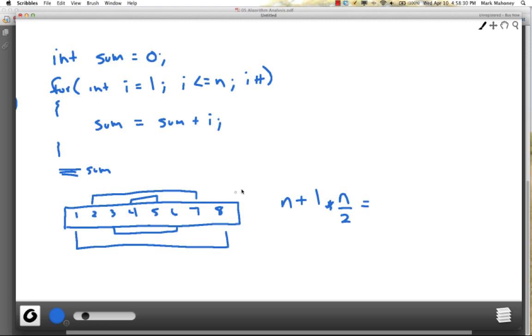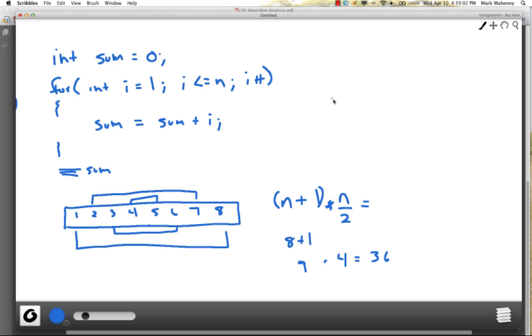Okay, so if we plug in our number 8 here, 8 plus 1 is 9, times 8 divided by 2 is 4, 9 times 4 is 36. So if you were to sum all these numbers, 1 and 2 is 3, plus 3 is 6, plus 4 is 10, 15, 21, 28, 36. The sum of the numbers from 1 to n can be described with this little bit of arithmetic here, n plus 1 times n divided by 2.